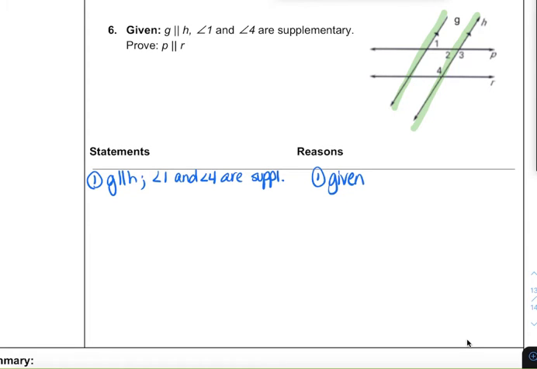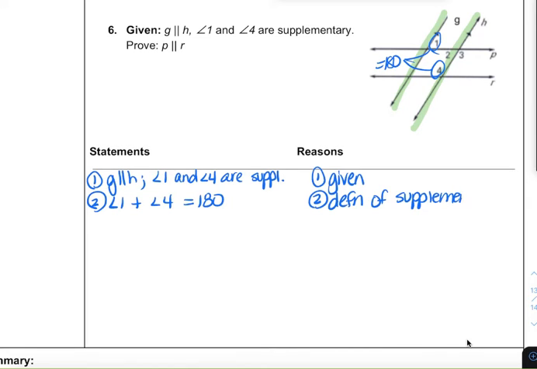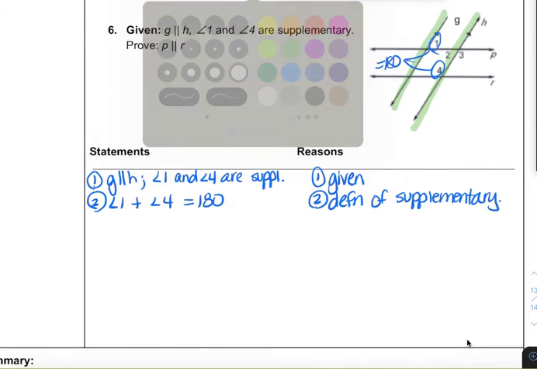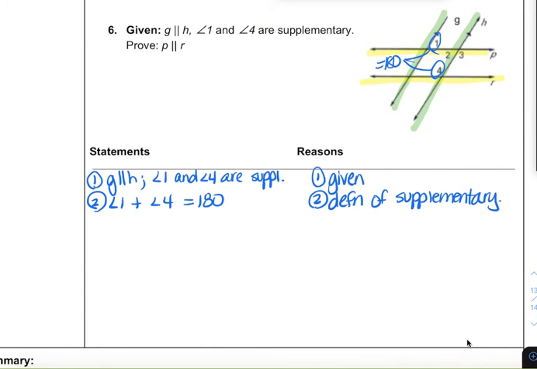So I look at that, angle 1 and angle 4 are supplementary. What does that mean? That means they equal 180, so I need to say that. Angle 1 plus angle 4 is equal to 180. That's what supplementary means. Now keep thinking about where we're trying to go. I'm trying to prove that P is parallel to R.